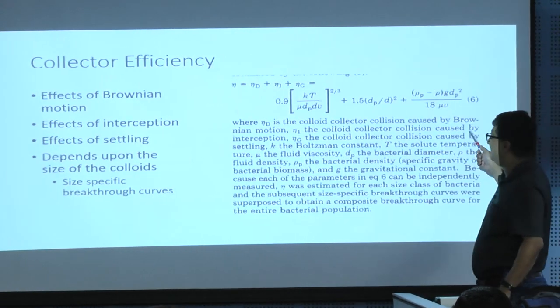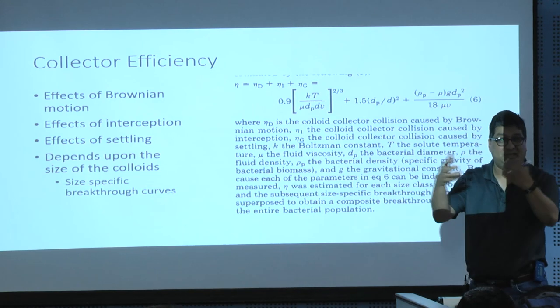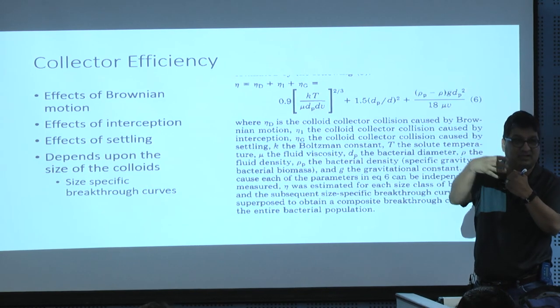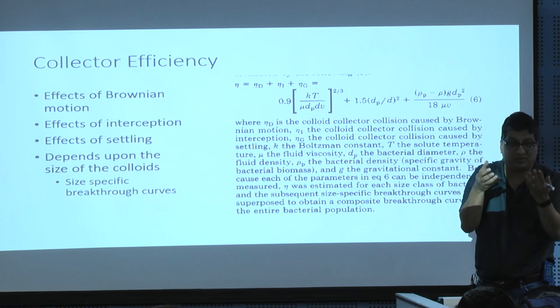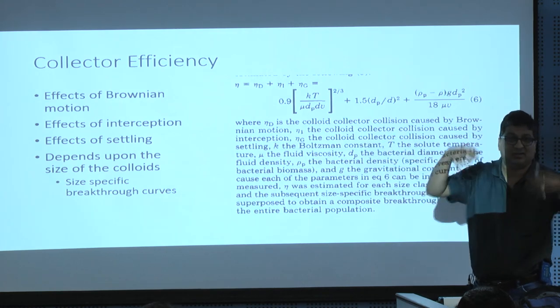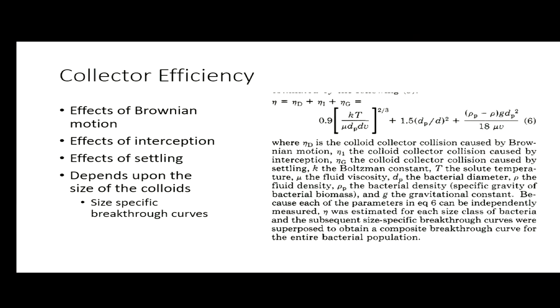N1 is the collector efficiency caused by interception, so there is a collector efficiency being caused because the particles first have to come close to the collector, which is the Brownian motion. The second thing is they have to be intercepted by the collector. That's part of the collection efficiency. And NG is the collection efficiency caused by settling, which is the removal or diffusion away from that surface so that that surface is regenerated for more particles to be taken in.